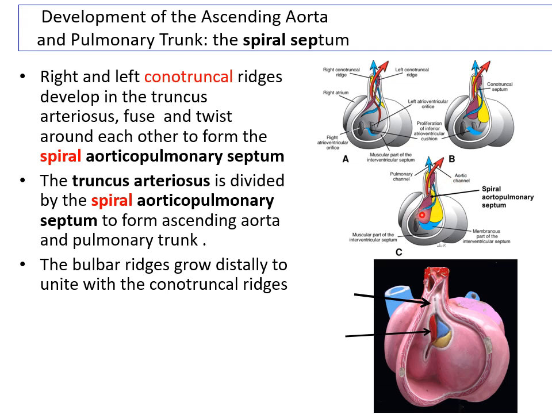And remember the right and left bulbar ridges. Below, they contributed to the membranous part. Above, they fused with each other and divided the outflow tracts of the ventricles. Still above, they will fuse and unite with the spiral conotruncal septum. So it becomes one continuous partition, and then you get the two vessels being partitioned.